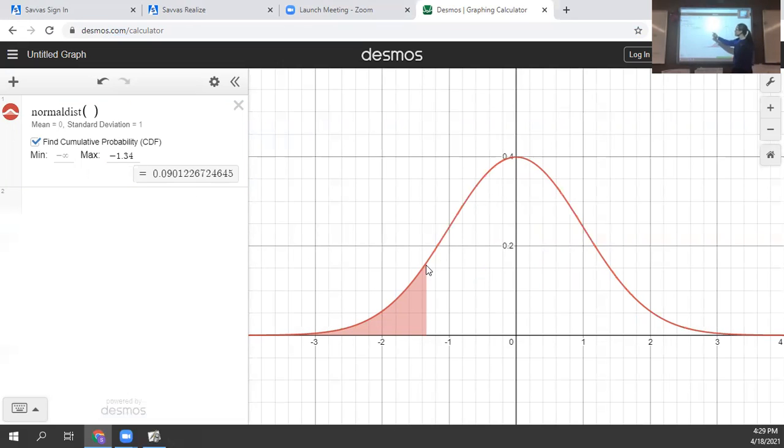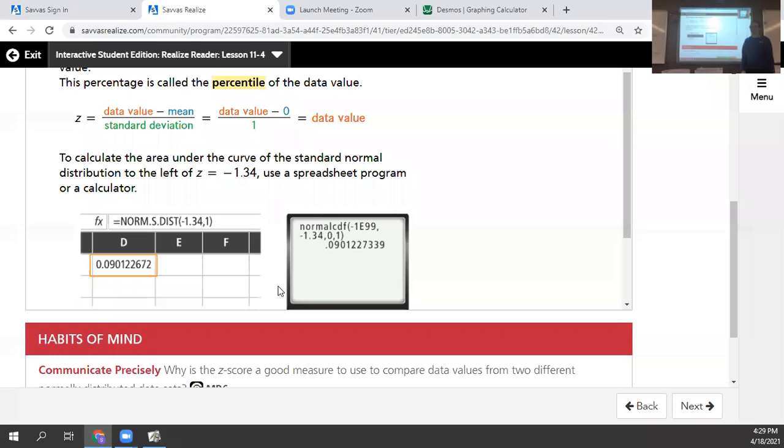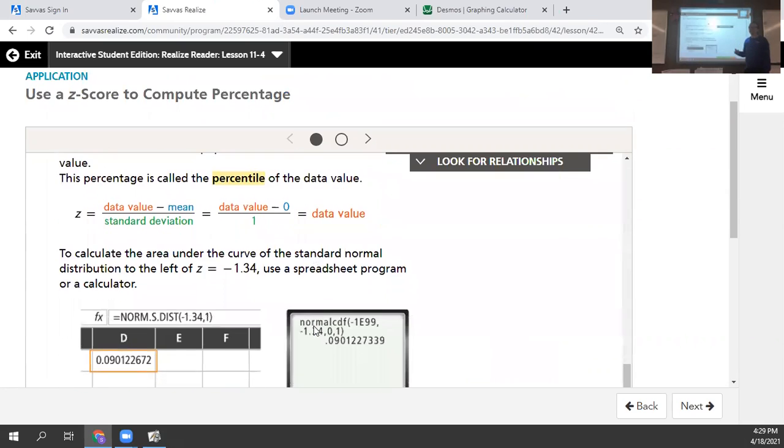What our calculator plunks out is this percentage as a decimal. It's a decimal calculation of how much area is in this red space. And so we see that about 9%, that would be the 9th percentile. So that little baby monkey, gorilla, is it a gorilla? Was in the 9th percentile. So Sasha was our star of this problem, and she was in the 9th percentile.